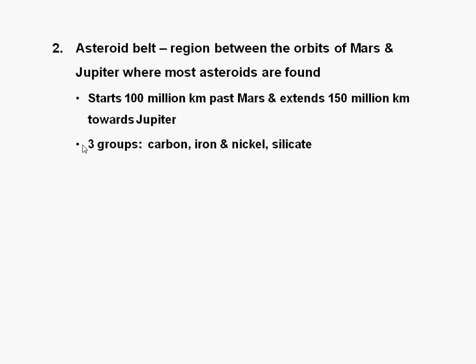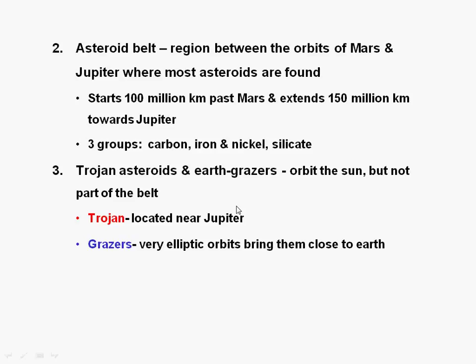Most of them you can classify either in carbon, iron, nickel, silicate. So you can classify these pretty easily. So you have your carbon ones, your iron and nickel ones, and your silicates. Sometimes we refer to the asteroids as a Trojan asteroid, and those are the ones that are pretty much located near Jupiter. Again, they're hanging out there.